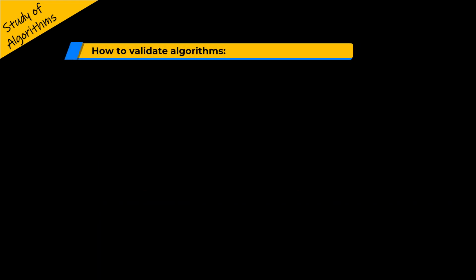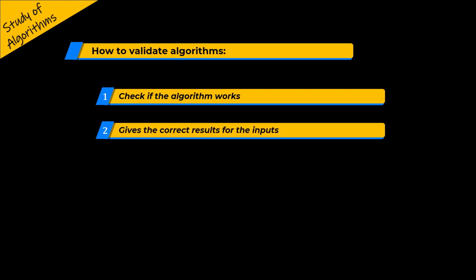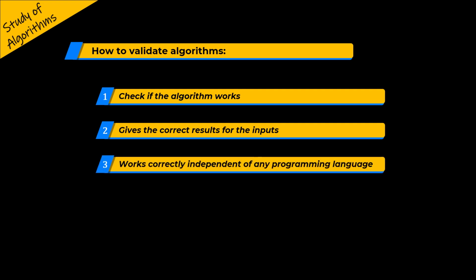The next study of algorithm is how to validate algorithms. Once an algorithm is developed, it is necessary to check that the algorithm works. That is, the algorithm gives the correct results for the inputs. The purpose of validating an algorithm is to make sure that it works correctly independent of any programming language. That is, works when implemented using any programming language.